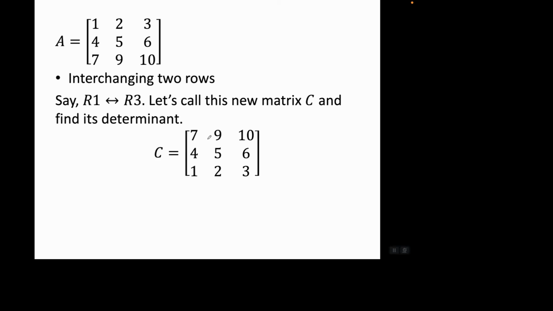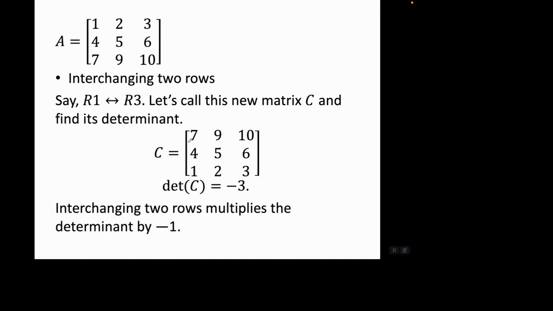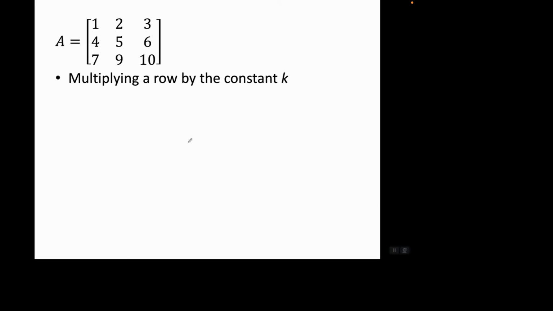Interchanging 2 rows. Say we interchange rows 1 and 3 and get this matrix. Let's call this new matrix C and find its determinant. The determinant of C is negative 3. Interchanging 2 rows multiplies the determinant by negative 1.